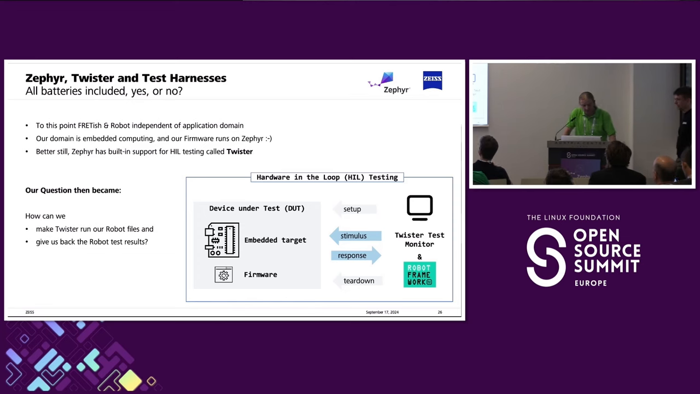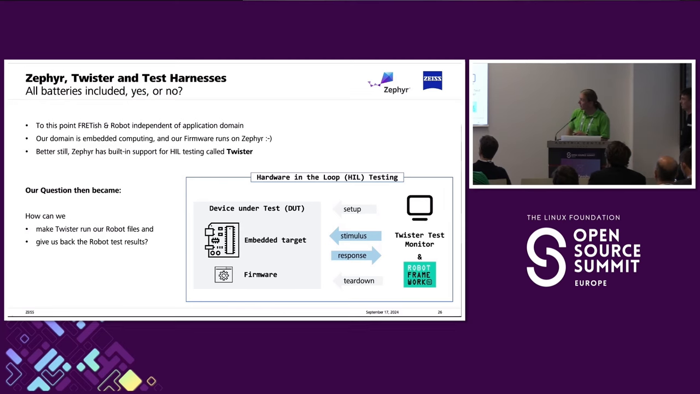We like to apply the technologies, FRET requirements and robot to the application domain, which in our case is embedded computing. And obviously our firmware, or the ZEISS firmware, runs on Zephyr. So that's great, hooray. And when we started out, we also found, well, Zephyr has already built-in support for robot. We thought we had already done everything. Turns out it's a bit more difficult, and I come to this now.